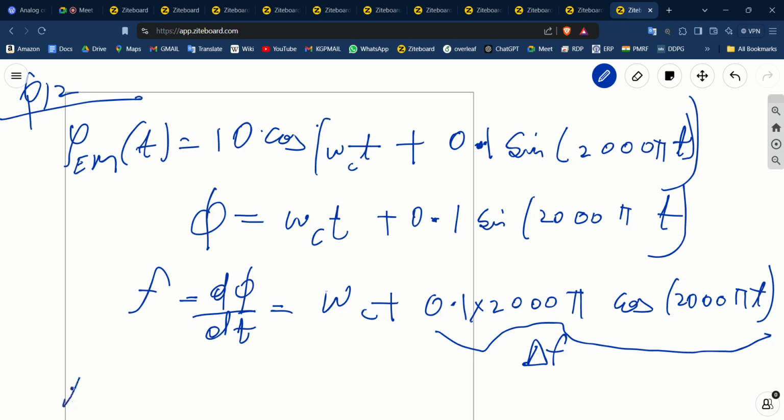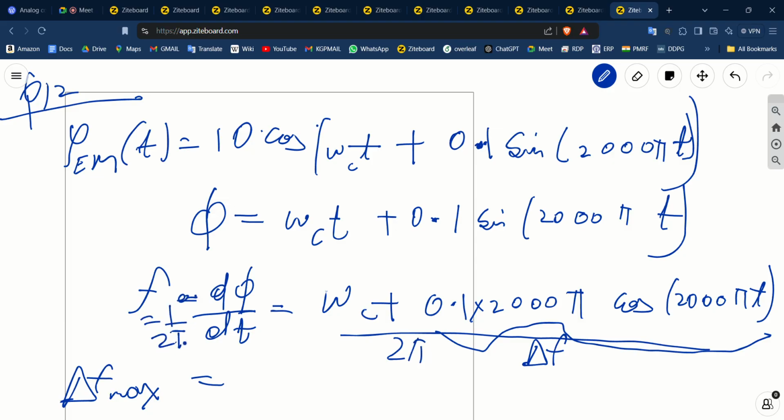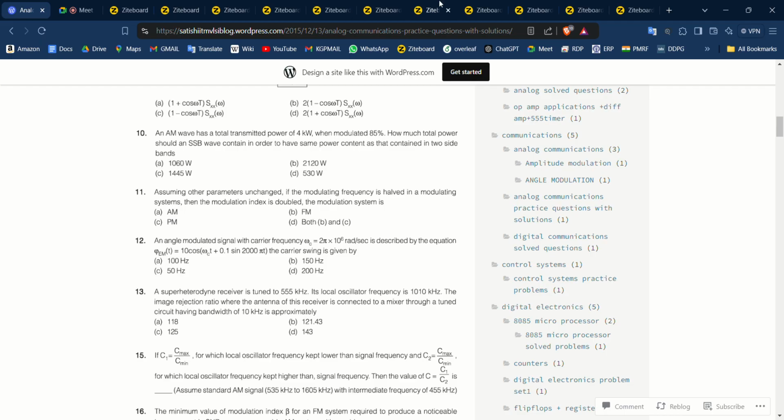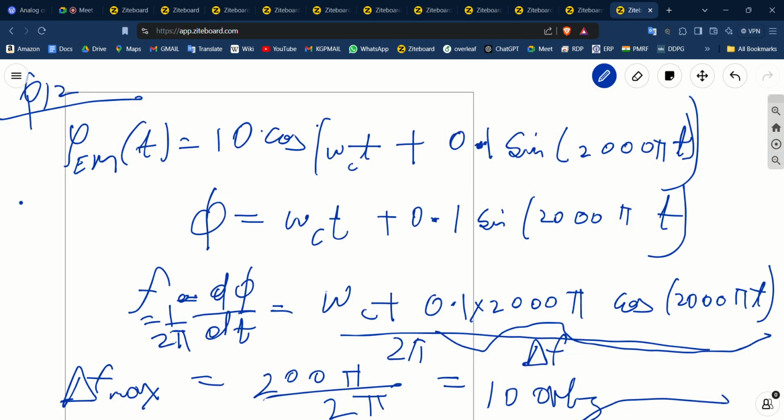So what will be the maximum value? Maximum value will be when cos is 1. And when cos is 1, delta f max is this thing divided by 2 pi. 0.1 into 2000 is 200. 200 pi by 2 pi. So 100. So this is 100 hertz. Delta F max is 100 hertz. 12 is option A.